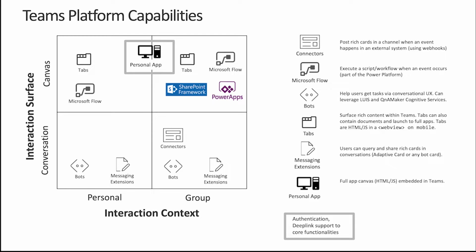Adaptive card or a bot card is finally where the content comes out and renders. Personal app is full-fledged HTML content embedded within Teams, and all of these are supported by the core concepts of authentication, deep link, and the core functionality. And this graph shows whether each of these constructs exists in the personal scope as well as in the group scope, right? For example, a personal application can exist here. Tabs can be in the personal scope as well as in the group context too, right?